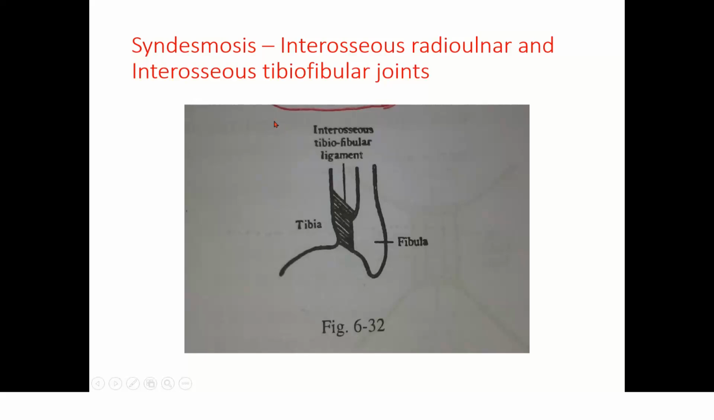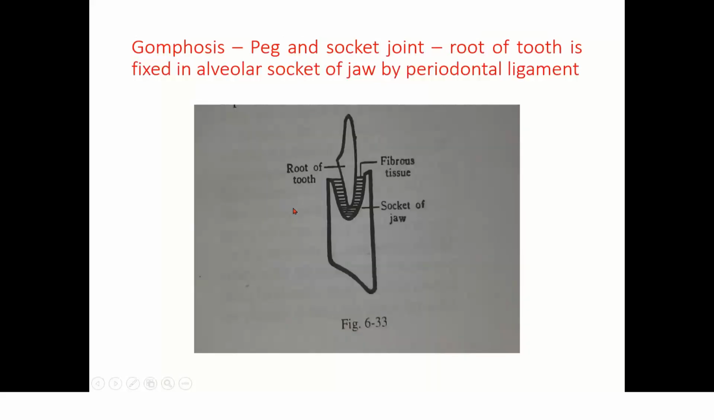Then the other type of fibrous joint is a syndesmosis. In this, two bones are connected by an interosseous ligament. Examples are the interosseous radioulnar and interosseous tibiofibular joints. You can see the tibia and fibula joined by the interosseous tibiofibular ligament. Then the third type of fibrous joint is the gomphosis, also called peg and socket joint. The root of the tooth is fixed into the alveolar socket by the periodontal ligament. So this is gomphosis.